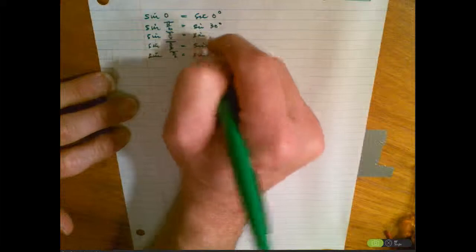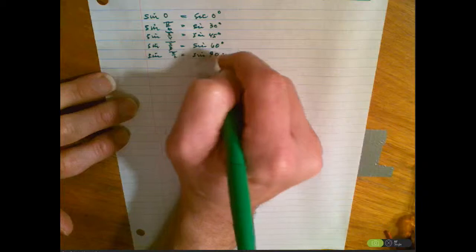Okay, now the next one, I'm going to put sine again, and I don't care if you write real scribbly, it doesn't matter. I'm not looking for neatness here. I'm looking for repetition so that you remember these values. Now 0 exact is 0 degrees. Pi over 6 is 30 degrees. Pi over 4 is 45 degrees. Pi over 3 is 60 degrees. Pi over 2 is 90 degrees.